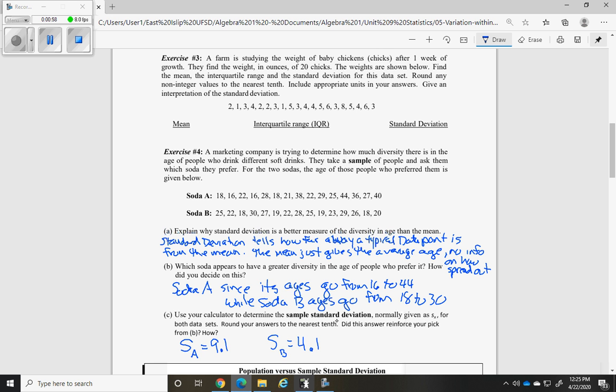So we used our calculator to determine the sample standard deviation. We rounded our answers to the nearest tenth. And did this answer reinforce your pick from B? So in B we said soda A, just by the looks of it, but it's proven that soda A must have more diversity because its standard deviation is higher. The higher the standard deviation, the farther away typical points are from the mean, so the numbers are more spread out. So yes, it did.